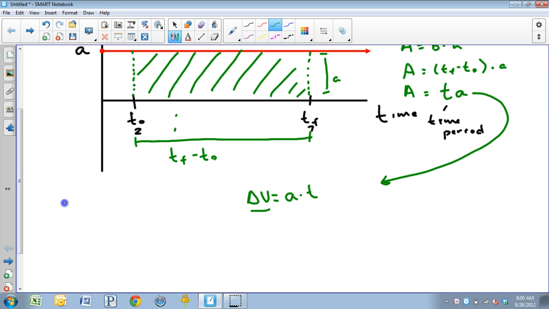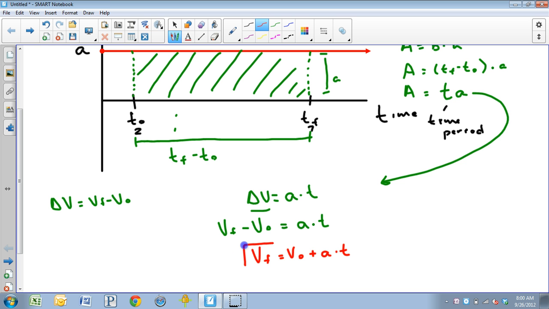But the nice thing for us is that the definition of a delta of something, delta v, for instance, is v final minus v initial. So when I plug that in here, I end up with v final minus v initial is equal to a times t. And if I wanted to just rearrange this equation and solve it for final velocity, I have v final equals v initial comes to the other side plus acceleration times time. And this red equation here is the first of your 4 kinematics equations.